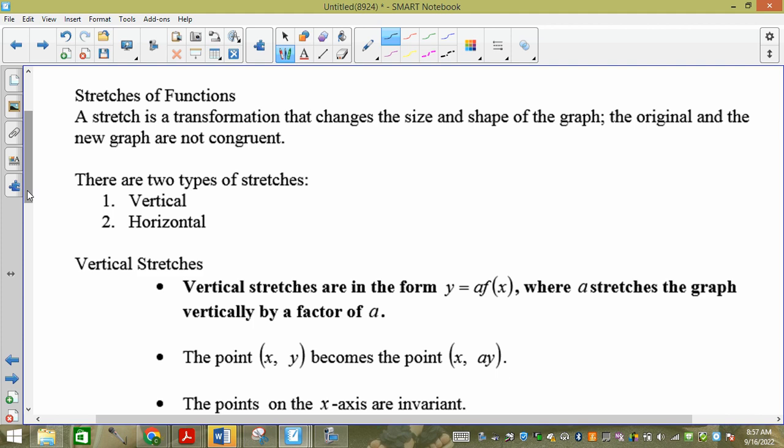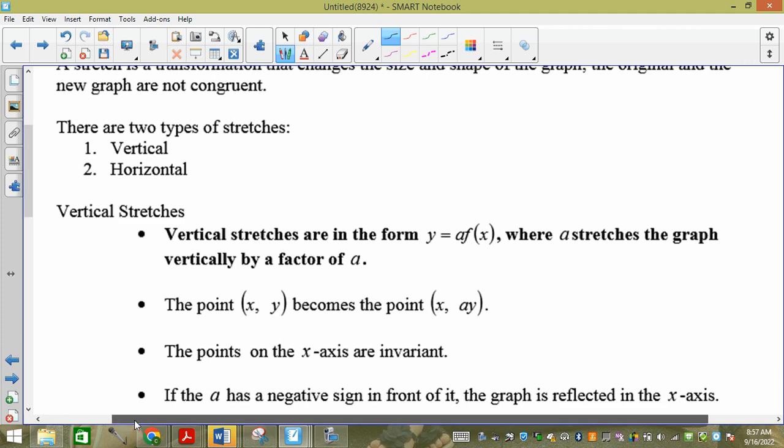So a stretch is a transformation that changes the size and the shape of the graph. The original and the new graph are not congruent. So it either stretches it wider or narrower, or taller or shorter. Right? Now there are 2 types of stretches, vertical or horizontal. Vertical is the taller and shorter, horizontal is the wider and narrower. The good thing is we don't have to say wider and narrower or taller or shorter anymore. We just say stretch. Okay?